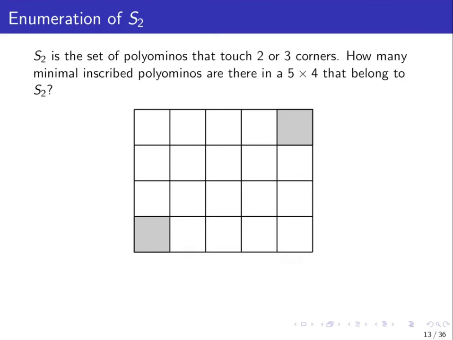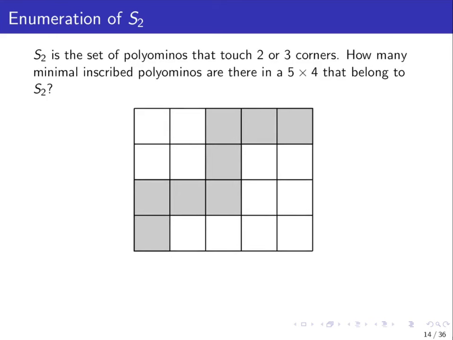So S2 is the set of polyominoes that touch 2 or 3 corners. So how many polyominoes are there in a 5x4 grid that belong to S2? It turns out that the question of how many minimal inscribed polyominoes there are that touch those 2 corners is the same as how many paths are there starting from the bottom left cell and going to the top right. Here is an example path now. This path is formed by the command sequence, if you will, of up, right, right, up, right, right.